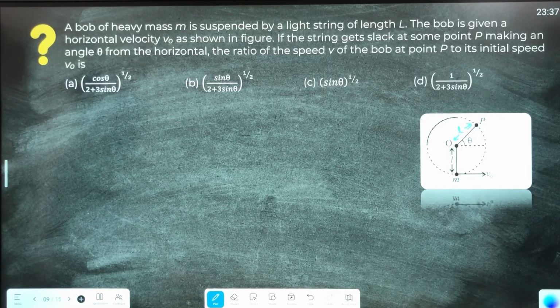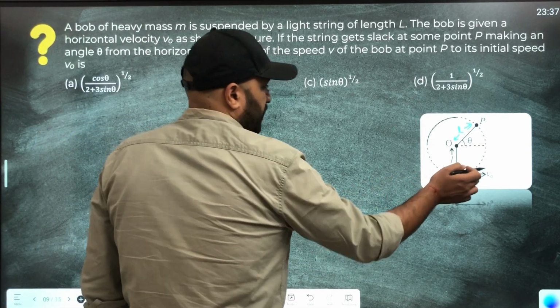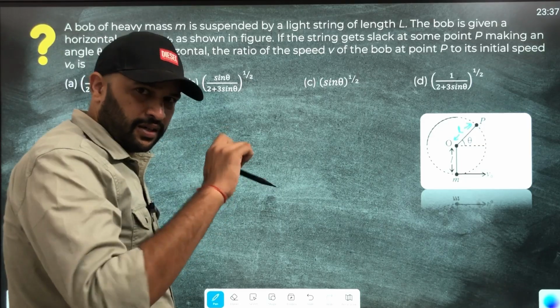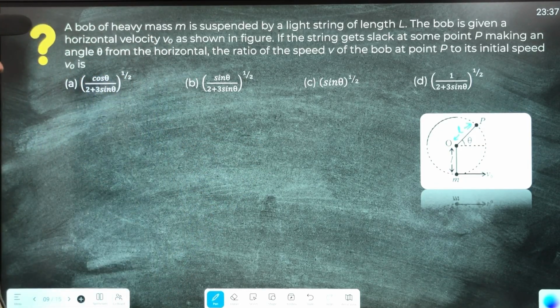The bob is given a horizontal velocity V naught. This is our horizontal V naught. And this problem came in last year, 2025. V naught as shown in the figure.